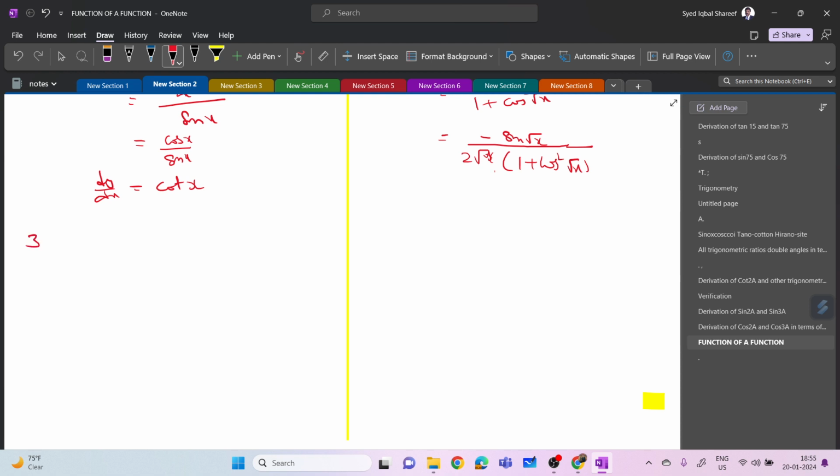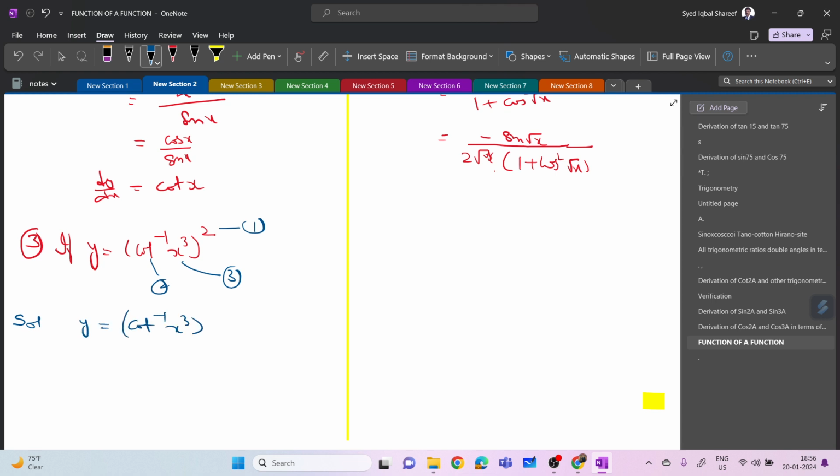One more example. See, if y equal to cot inverse x cube whole square. Now, what is that? This power is one function, cot inverse is second function, x cube is third function. So that means 3 functions are there. 3 times we need to differentiate. So what is our y? Y equal to cot inverse x cube whole square.